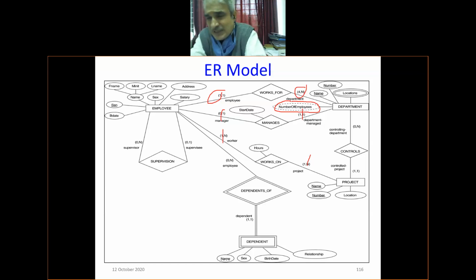My question is, will it appear in the table? Will it appear in the table? Ashish? No, sir. No, right. Okay, that's what. It is computed. Right? That's okay. All right.